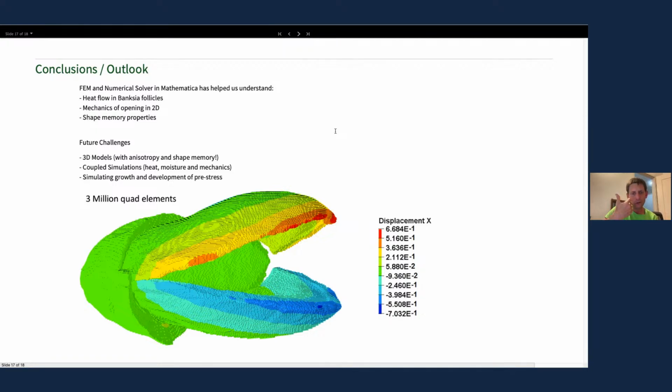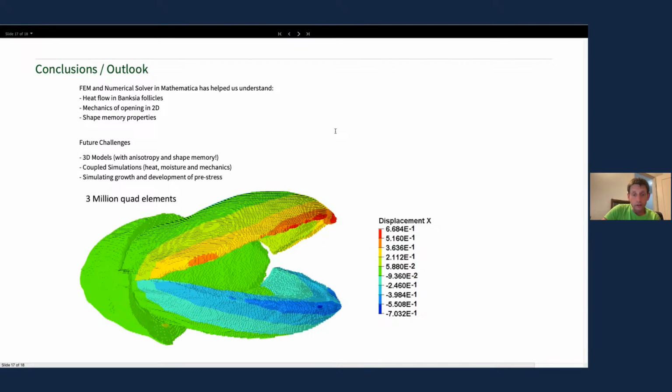But to summarize, the FEM capabilities and the numerical solver have helped us understand, firstly, heat flow in these very strange temperature-dependent plants. It's given us an insight into the mechanics of opening in 2D, these shape memory properties, so the material modeling. We haven't coupled any of these things yet, but we know from the previous talks that this in principle is possible, something still to do.